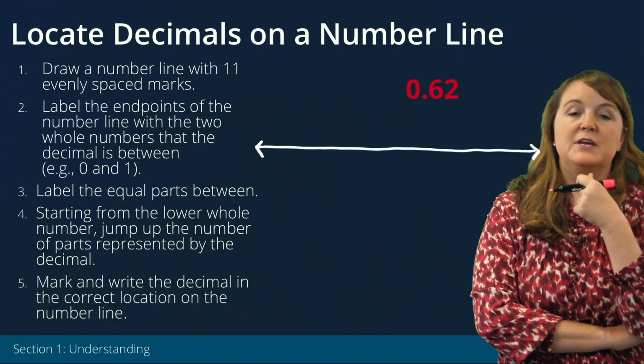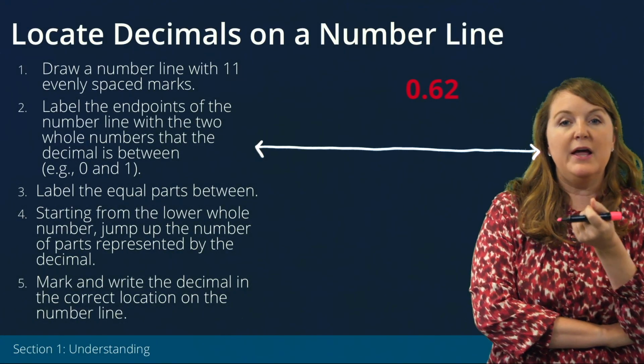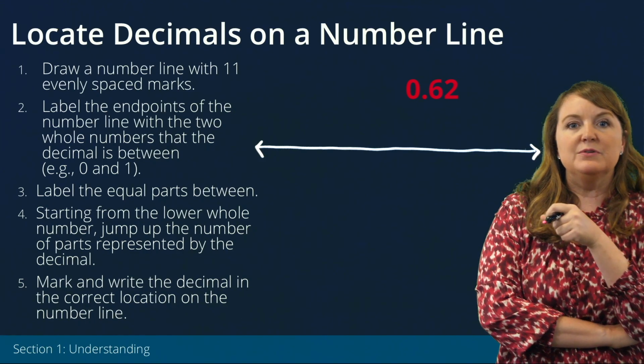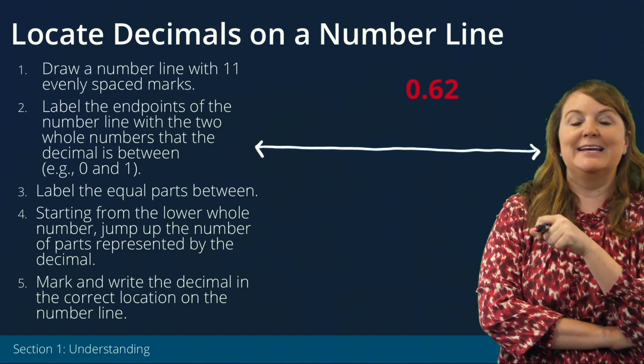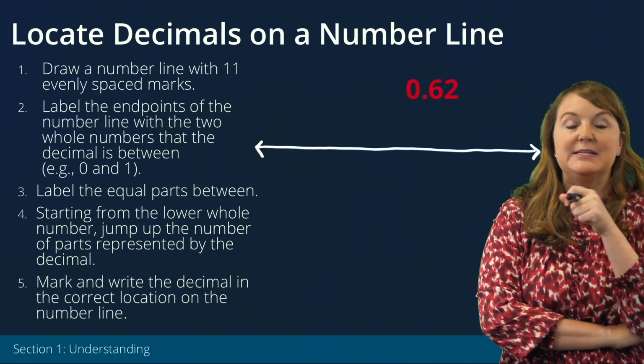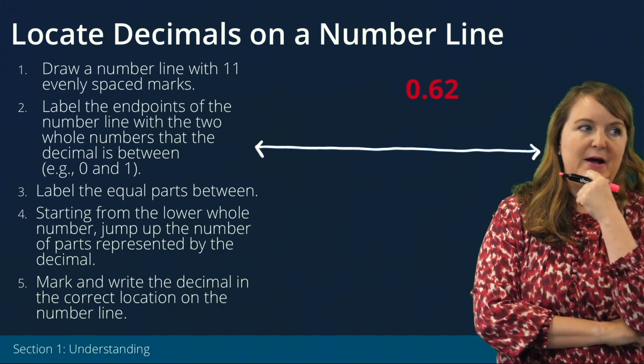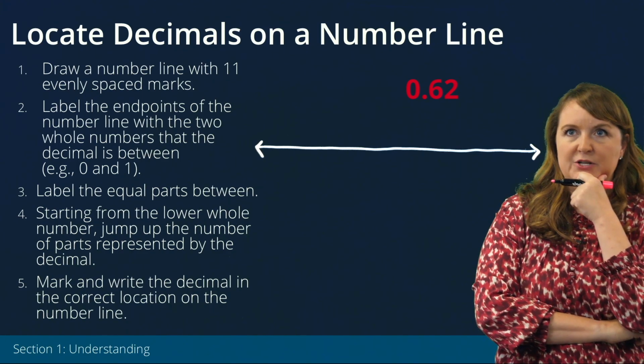So we just started thinking about how we can use that number line to help students think about decimals and fractions. Let's do some examples where we're really digging into that number line and placing decimals on the number line. So the first example that I'm going to think about here is 62 hundredths.